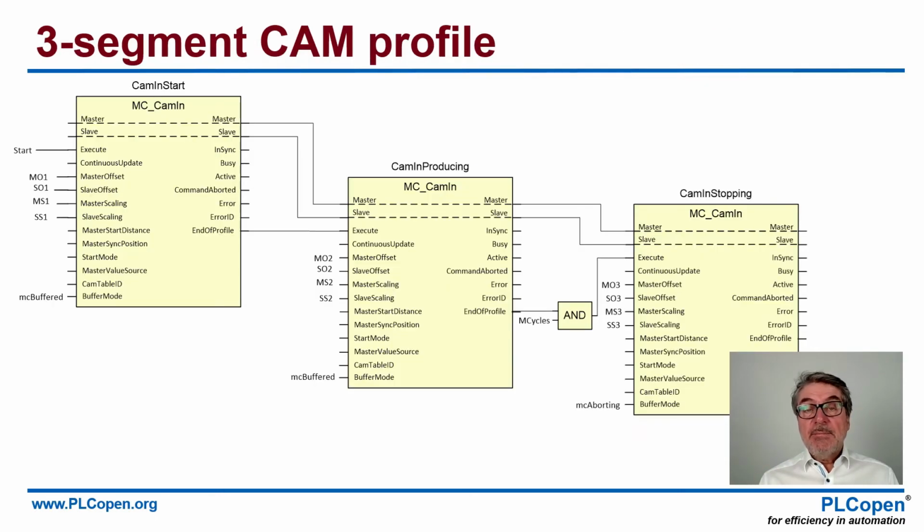We used it 3 times in this case to create this profile. So you see the CAM in start, producing, and the CAM in stopping. We used 3 instances. We could use 1, but it makes the program less clear.